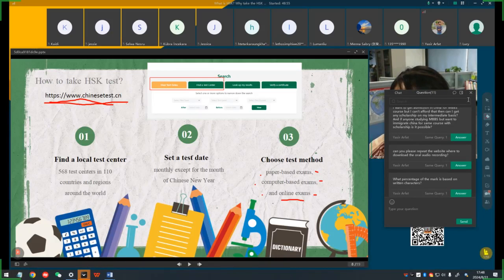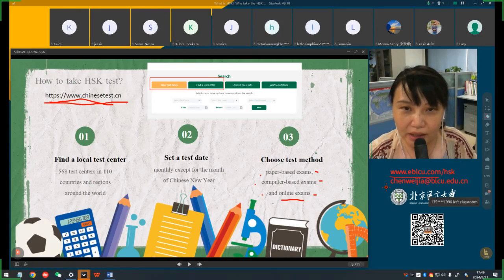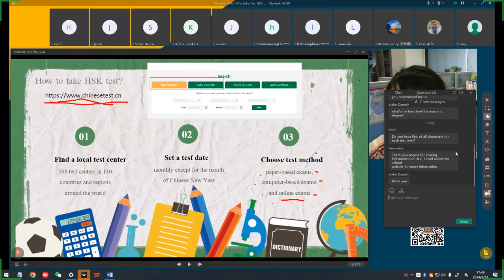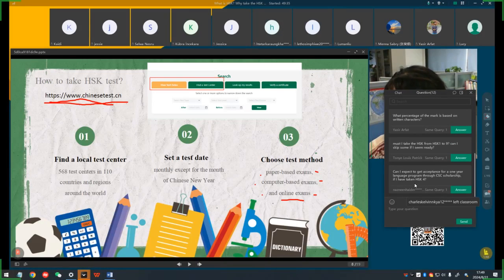Where to download the oral audio recording? So the last section was talking about HSKK, right? The oral exam for HSK. It's the same website here, www.eblcu.com/open class. Or you just go to the front page and choose open class, and the previous open classes that we have will be listed. The previous one is about the HSKK, the oral speaking test.